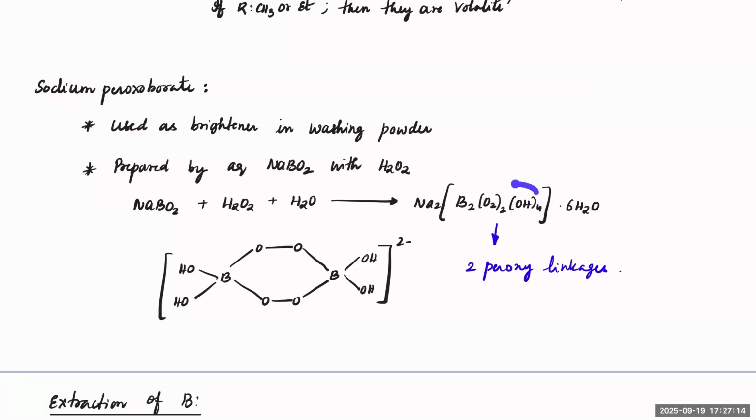Then the H2O2 will start surrounding the borons and convert into a complex like this. This is the complex which it forms. So between two borons, we'll have an O-O bond like this. So this is sodium peroxoborate formation. Did you see that, beta? Yes, sir.